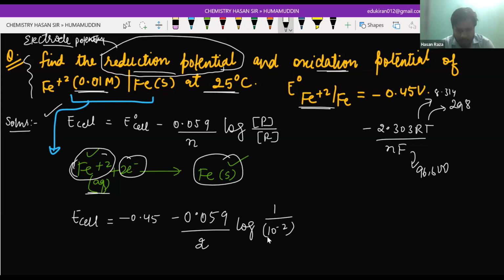This question is based upon the half cell reaction, the reduction half cell reaction. There will be questions on the oxidation half cell reaction, and there will be complete cell reactions like redox reactions. Are you getting my point? Yes, sir. So I think you can do this. Please do this. Let me know the answer, then we can move to the next.